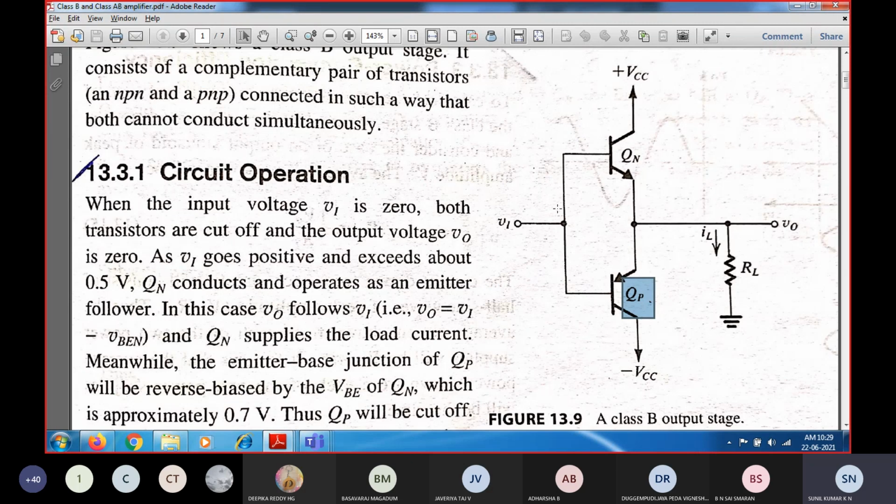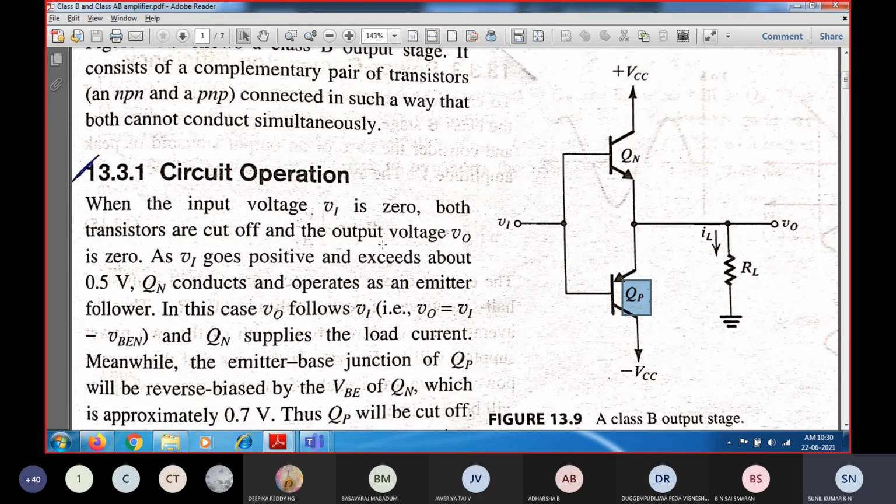Now whenever the input voltage is going in the positive direction, Vi is the instantaneous input voltage, and V0 is the instantaneous output voltage, with the instantaneous load current. This is the negative DC power supply, and this is the positive DC power supply. The positive must be given to the NPN transistor, and the negative must be given to the PNP transistor.